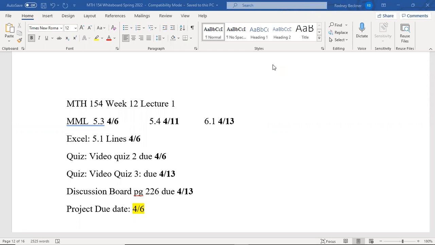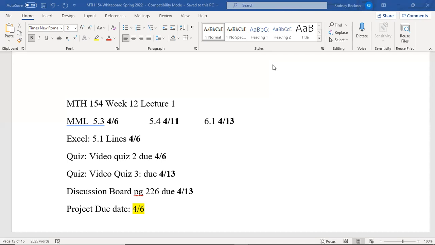So we've got several things to do today, a couple of important things. One, my math lab homework from 5.3, one Excel assignment, 5.1 lines, one video quiz. Remember, there's a spot to download it and a spot to upload it in Canvas. And then your project is due today. Remember, I won't be granting any extensions on that. So hopefully we've got that done. Remember, that's 5% of your grade. Instructions were pretty thorough.